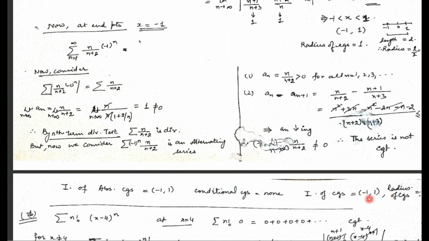Now what is the radius of convergence? That is half of the length of the interval. What is the length of an interval AB? That will be B minus A. So here the length is 1 minus minus 1, which becomes 2. So the radius will be half of that, that is 1. So the radius of convergence is 1.